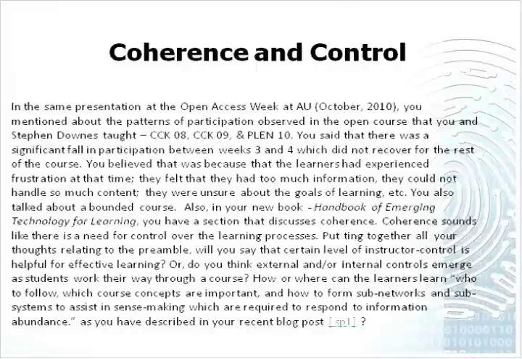Putting all the thoughts together relating to the preamble, will you say that a certain level of instructor control is helpful for effective learning? Or do you think external and or internal controls emerge as students work their way through a course? How or where can the learners learn who to follow, which course concepts are important, and how to form sub-networks and subsystems to assist in sense-making, which are required to respond to information abundance, as you described in your recent blog post? Thanks, George.